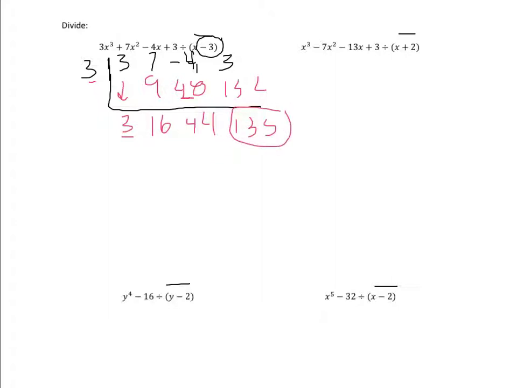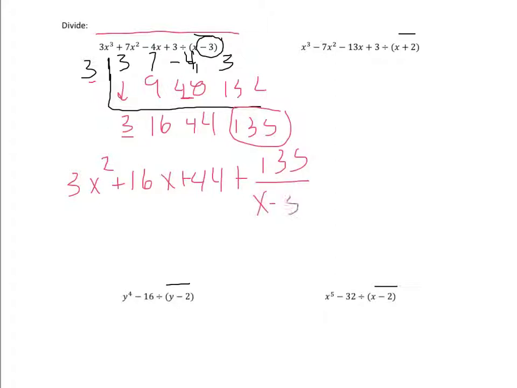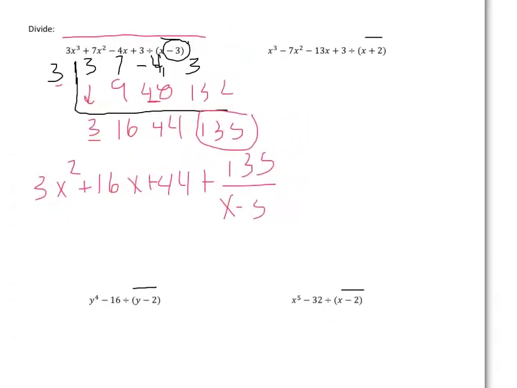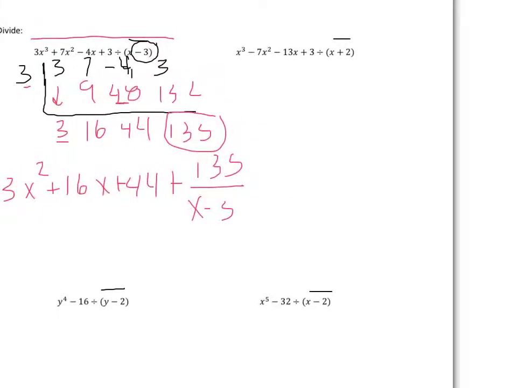And this tells us what our polynomial is. That is when we divide this by this, we get 3x squared plus 16x plus 44 plus 135 over x minus 3. And that's that one there. So moving on to this next synthetic division one, we'll go ahead and flip our bar.